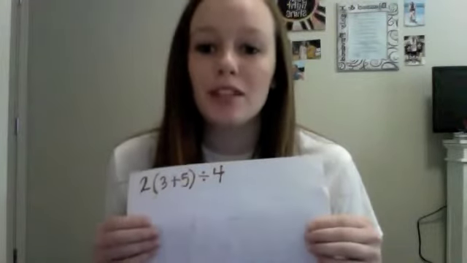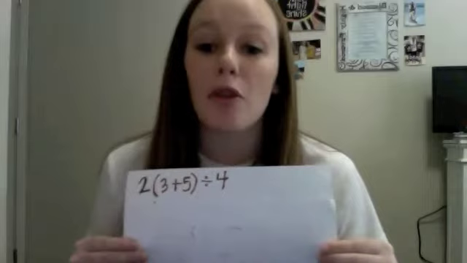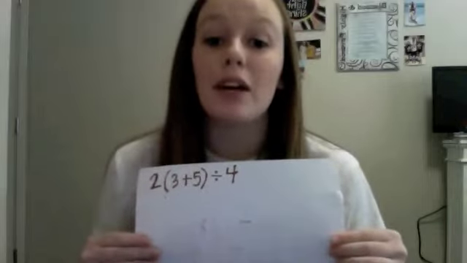So let's start with the previous equation. 2 times 3 plus 5 divided by 4. According to PEMDAS, we're going to start with the parentheses. That includes 3 plus 5. So since we know 3 plus 5 equals 8, we will replace the equation with the sum.